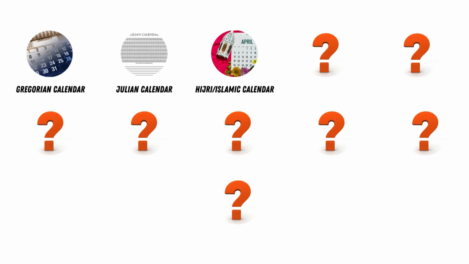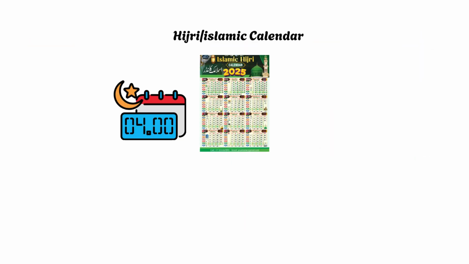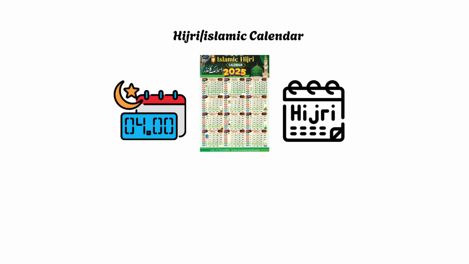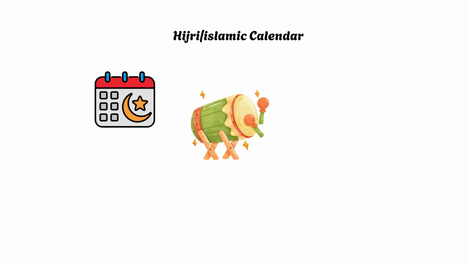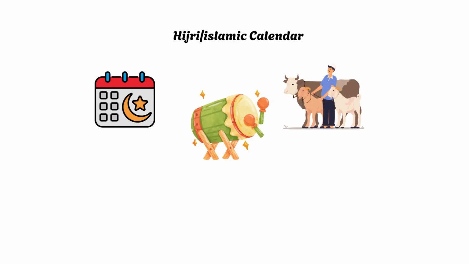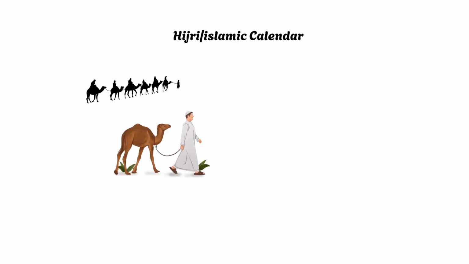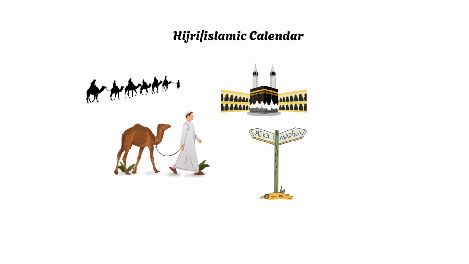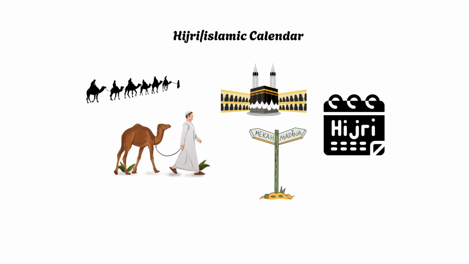Hijri calendar. The Hijri calendar is a purely lunar system, meaning months begin with the sighting of the new crescent moon. It has 12 months totaling 354 or 355 days per year. Since it doesn't follow the solar cycle, Islamic months like Ramadan or Dhul al-Hijjah shift through the seasons over time. The calendar starts from the Hijra, the Prophet Muhammad's migration from Mecca to Medina in 622 CE. It plays a central role in Islamic rituals such as fasting and the pilgrimage.